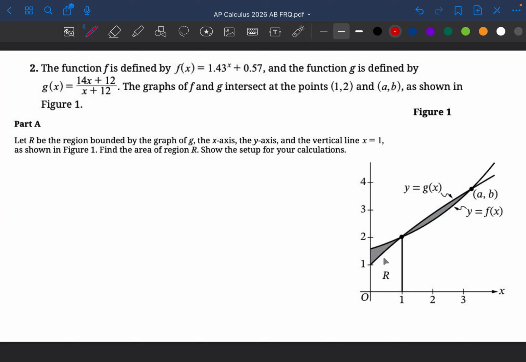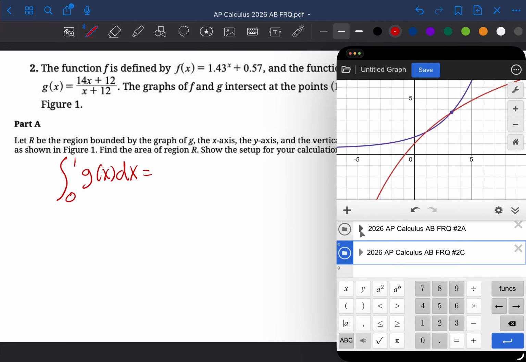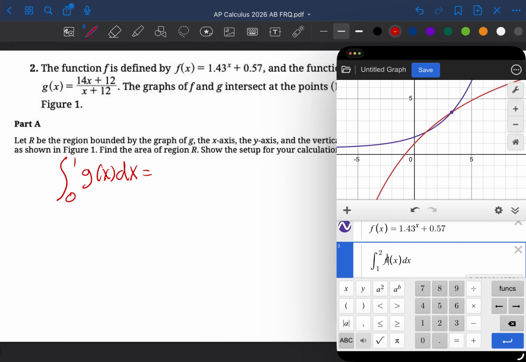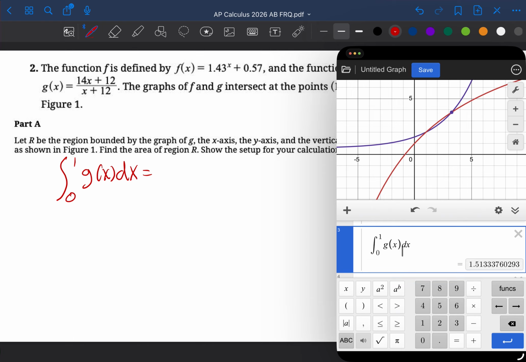And so we want g of x as our boundary up here, and then we have from 0 to 1. So that's what we're going to do. Now when they say show your steps, that means the integral from 0 to 1 of g of x dx. So when I reach for my calculator, under part 1, this should be g of x from 0 to 1. There we go. And we get an area of 1.513.